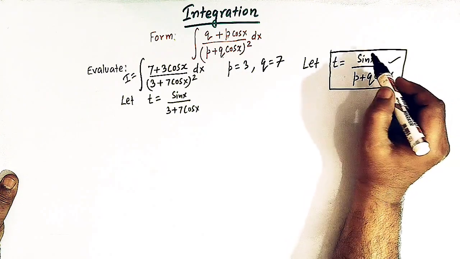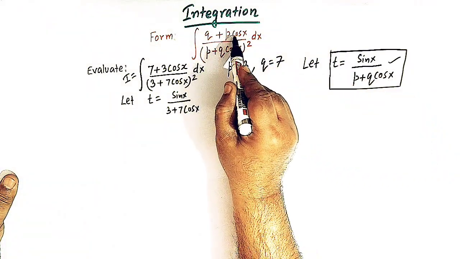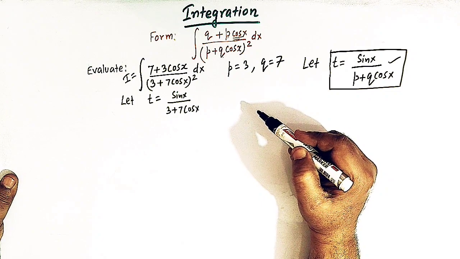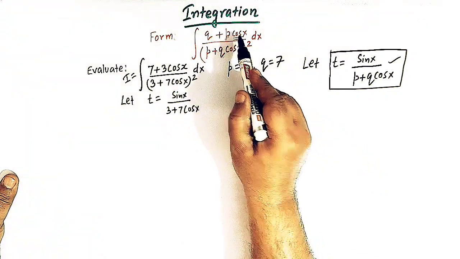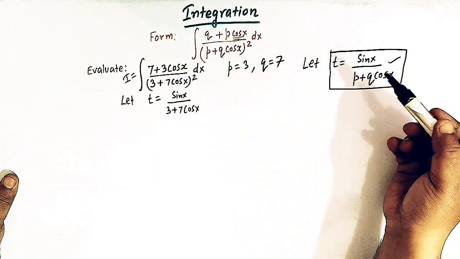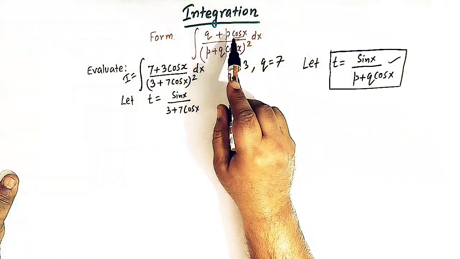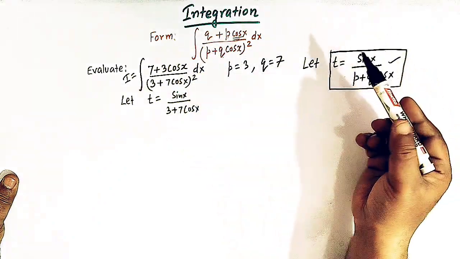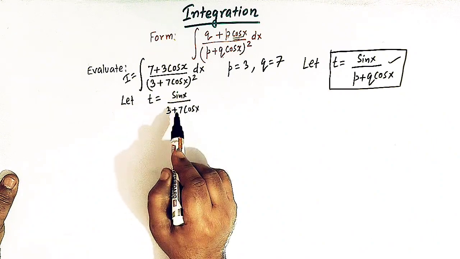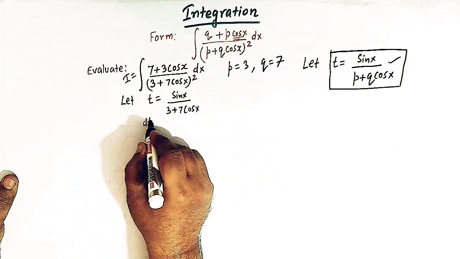And we can also visualize that this sin x is the derivative of this term, that is cos x, if we omit the negative sign, right? Because the derivative of cosine x is the negative sin x. So just for the sake of memorization, we can visualize that this sin x is the derivative of cosine x excluding the negative sign, right? So now our substitution is t is equal to sine x over 3 plus 7 cos x. So let us differentiate both sides with respect to x.